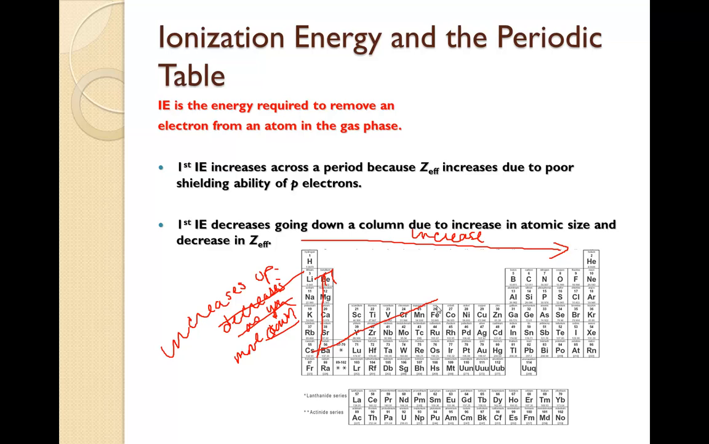So it's very similar to the trend we saw with the Z effective and the trend we saw with the atomic radius. Everything kind of locates itself to the upper right hand corner here. The Z effective was very high here. The radius was the lowest here. And now we're seeing that the ionization energy is the highest. And it all has to do with the attraction between those protons and the electrons.